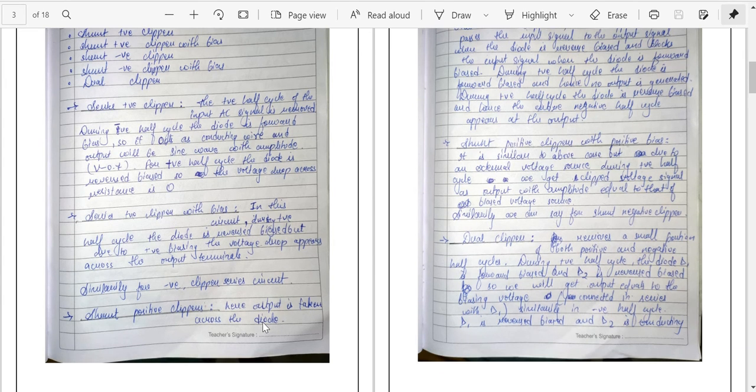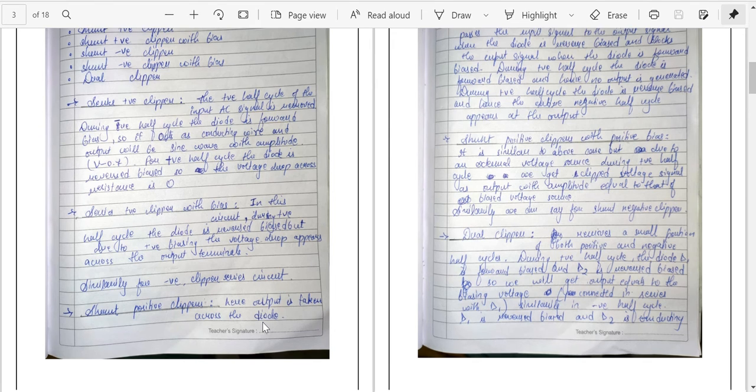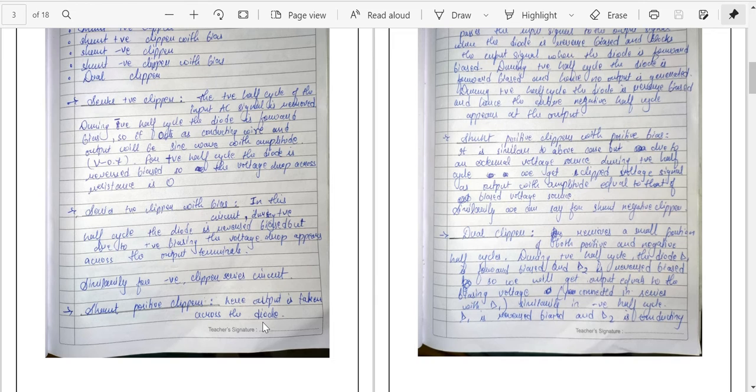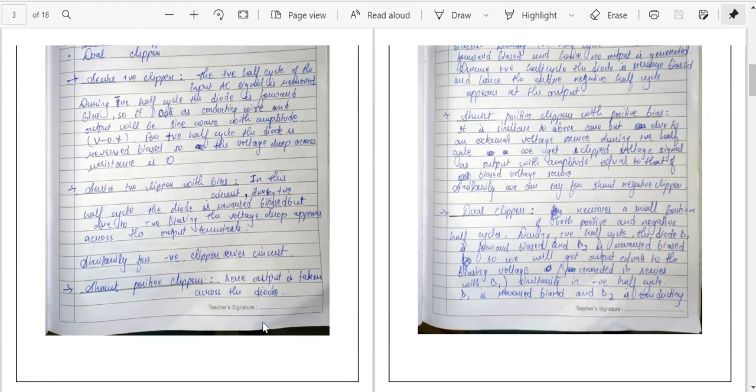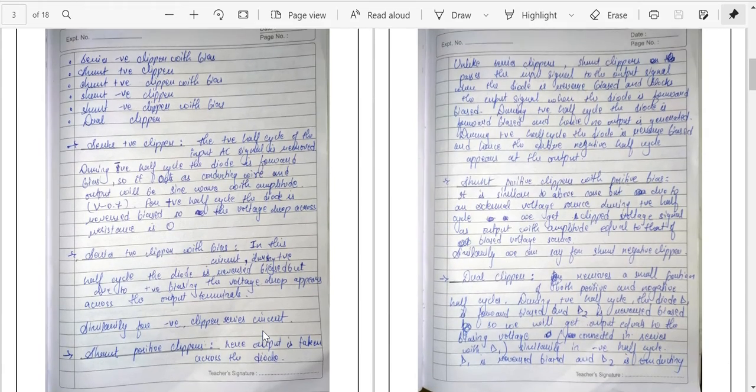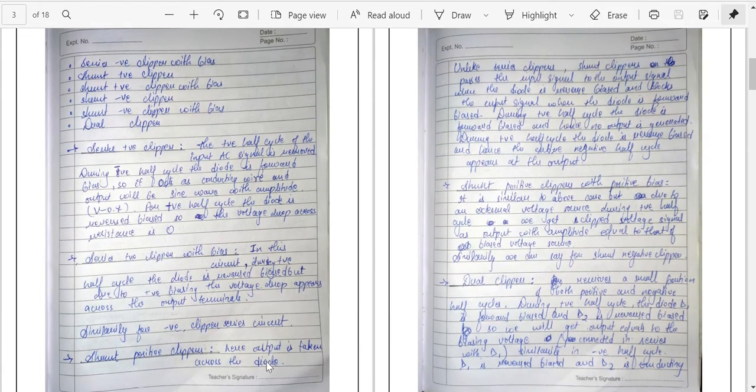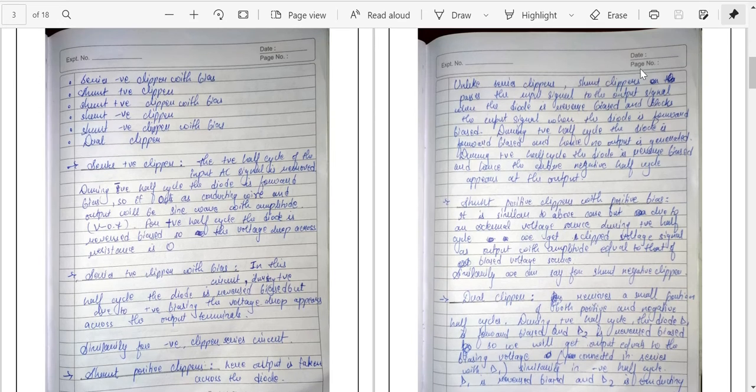So in the shunt clipper, basically we take output across the diode, but it is shunted across a load. The basic difference between series and shunt clippers is that here the output is taken across the diode, and unlike the series clipper, the shunt clipper passes the input signal to the output where the diode is reverse biased, and blocks the output signal when the diode is forward biased.